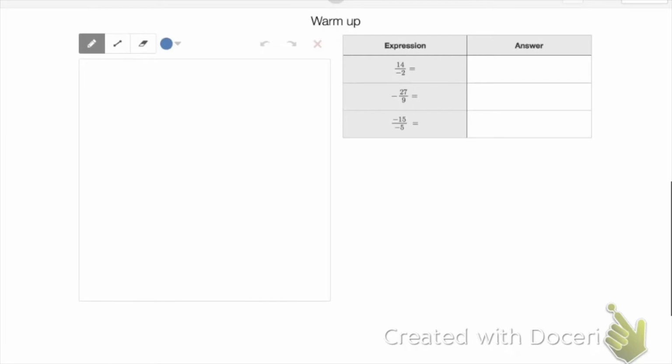So here is the first expression, 14 divided by negative 2. That's equal to negative 7. Negative 27 divided by 9, that's equal to negative 3. Negative 15 divided by negative 5. Negative divided by negative is positive, so the answer is positive 3. Okay, so let's move on.